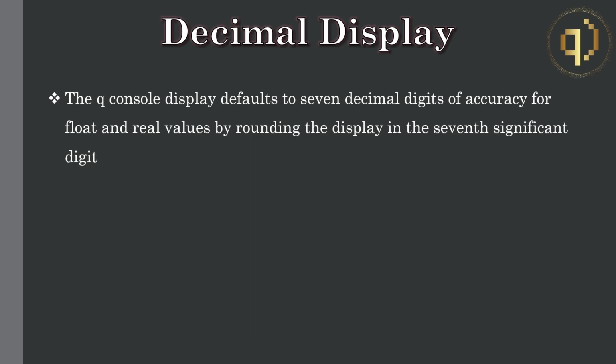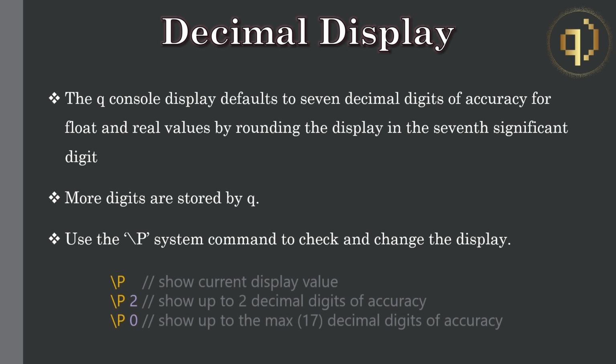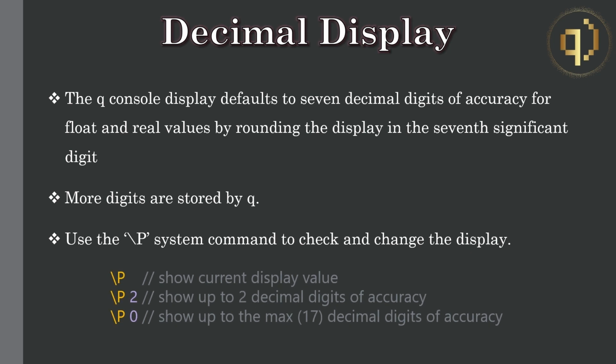The Q console display defaults to 7 decimal digits of accuracy for float and real values by rounding the display in the 7th significant digit, even though more digits are actually stored in Q. We can use the \P system command to check and change the display. For example, \P on its own will tell us the current display value, \P2 will show up to 2 decimal digits of accuracy, and \P0 will show up to the max decimal digits of accuracy, which is 17 decimal digits.